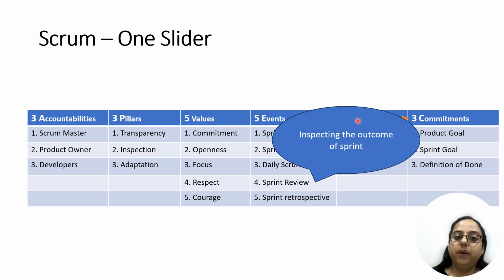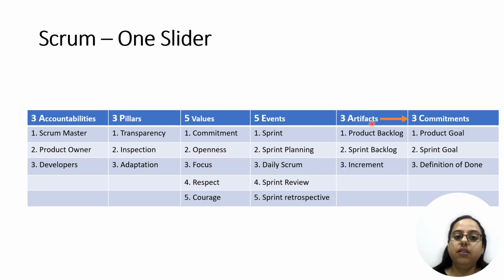At the end of the sprint, we do the sprint review. So sprint review is basically inspecting the outcome of the sprint. Herein, we demonstrate the increment, the done work to the stakeholders and seek their feedback.